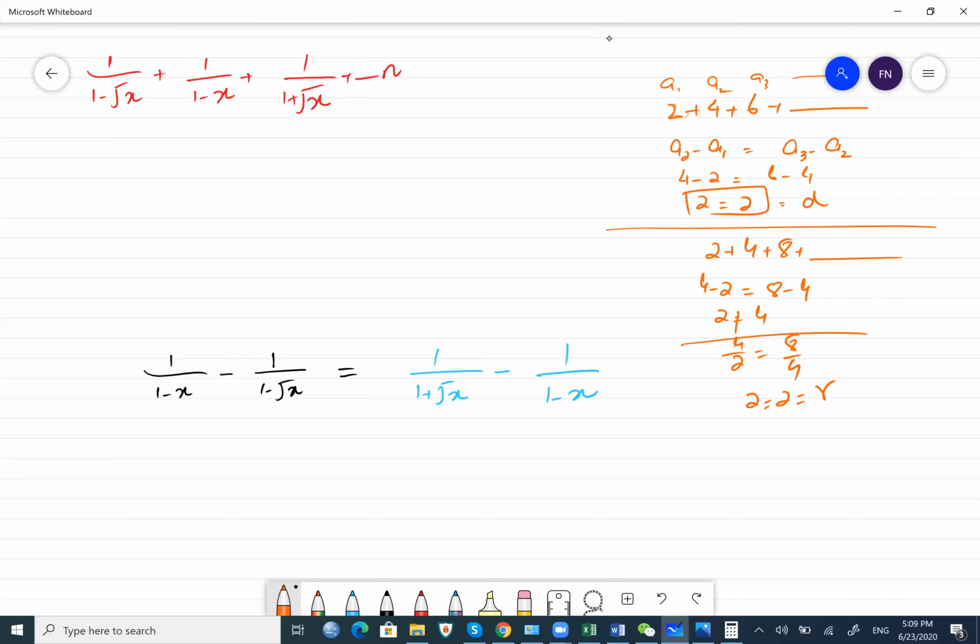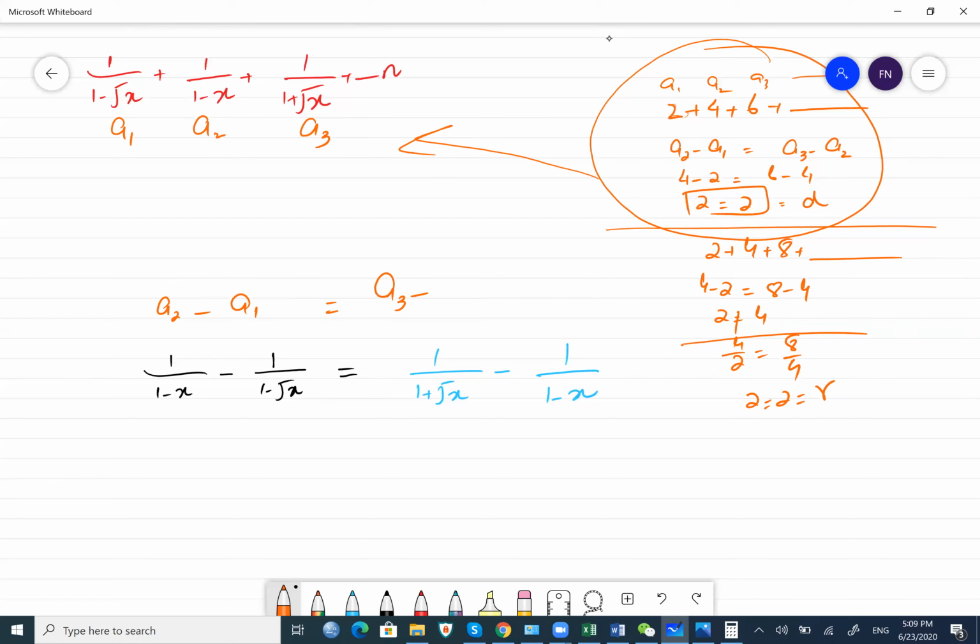Likewise, now I apply this concept here. I take the difference: this is A1, this is A2, this is A3. So A2 minus A1 should be the same as A3 minus A2, like in this simple example. Is that clear?